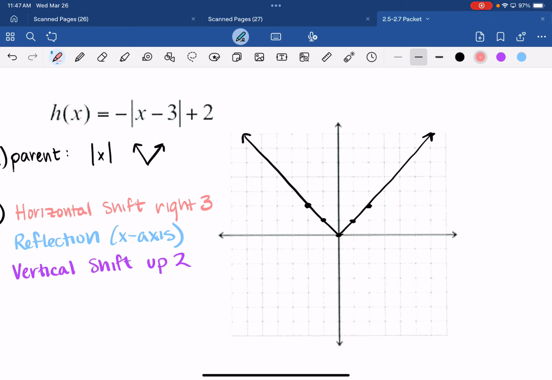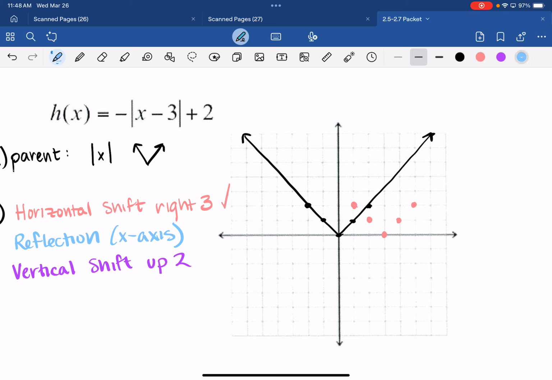So start with your horizontal shift. Yeah, so order matters. Okay, go in the order that I gave it to you. All right, so my horizontal shift, I went right 3. So I'm going to move all my points. Okay, so that was my horizontal shift, right 3.